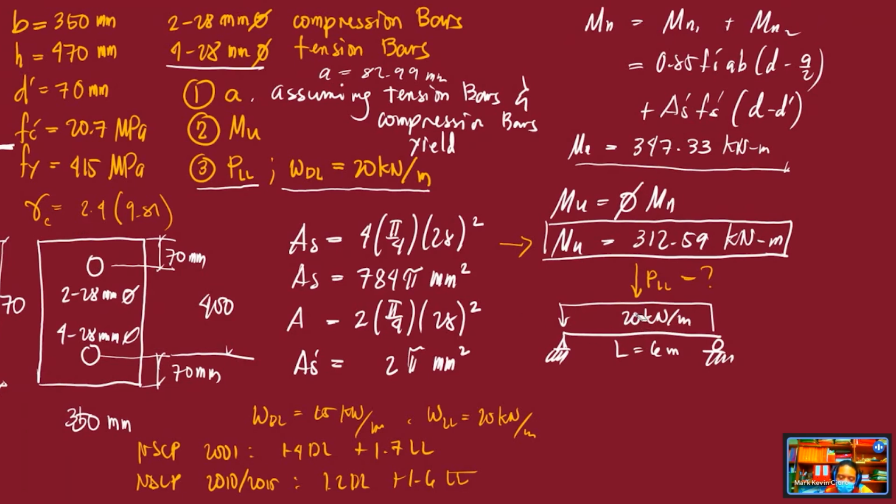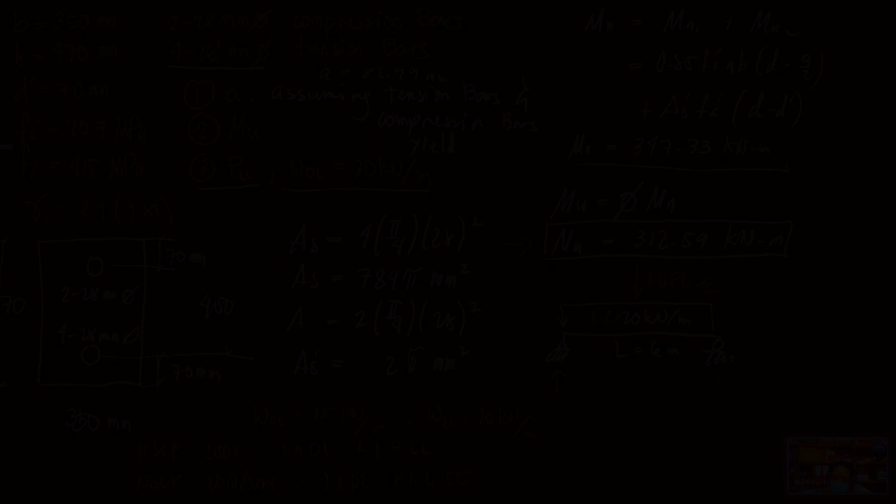So this is again a service load. Since it is dead load, you have to multiply it by 1.2 for NSCP 2015. 20 multiplied by 1.2. How about the live load? For the live load, you still have to multiply it, so your P_L should be 1.6 live load. That is what we will use. So how do we do this? Let's determine the reactions.